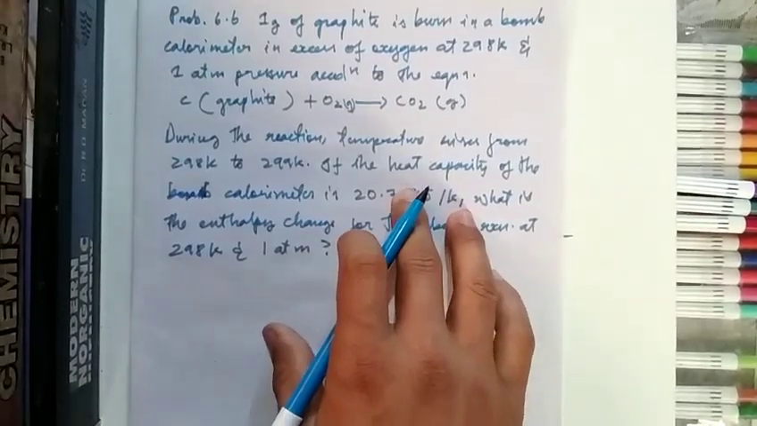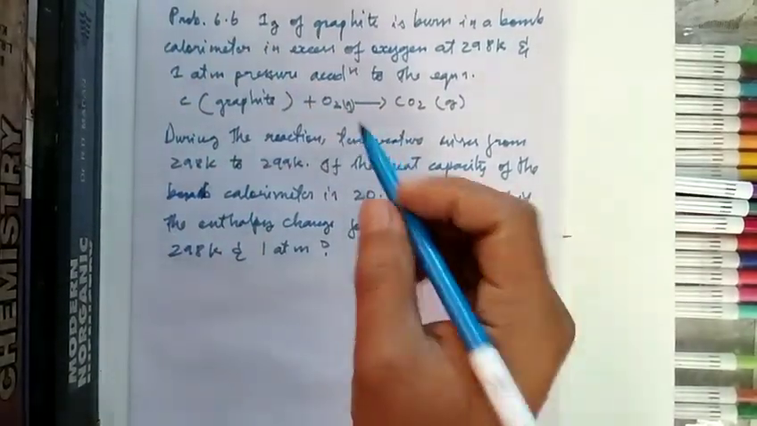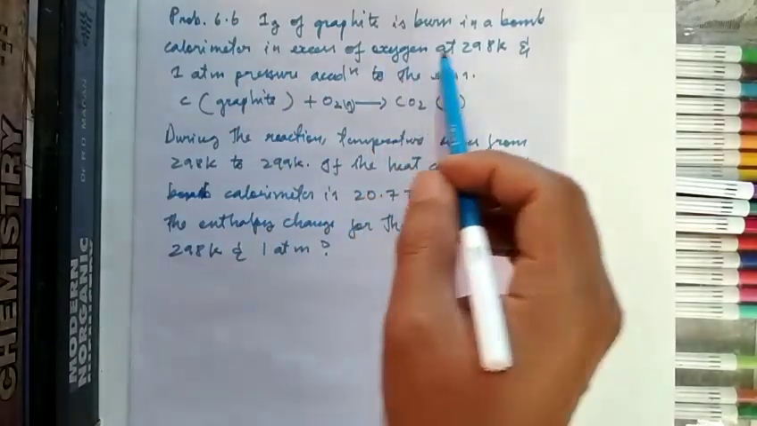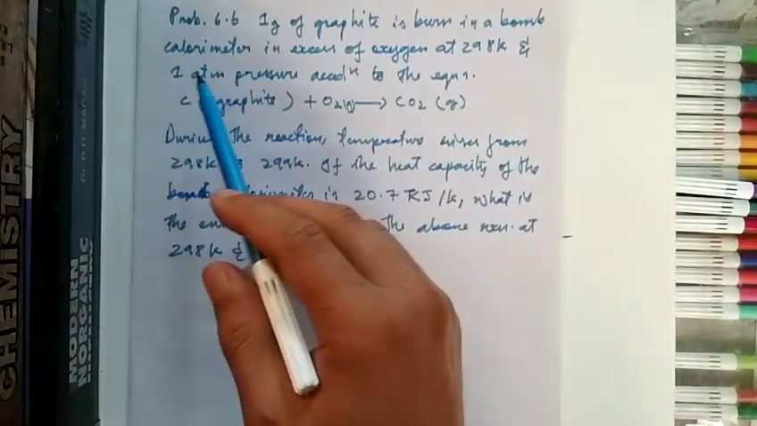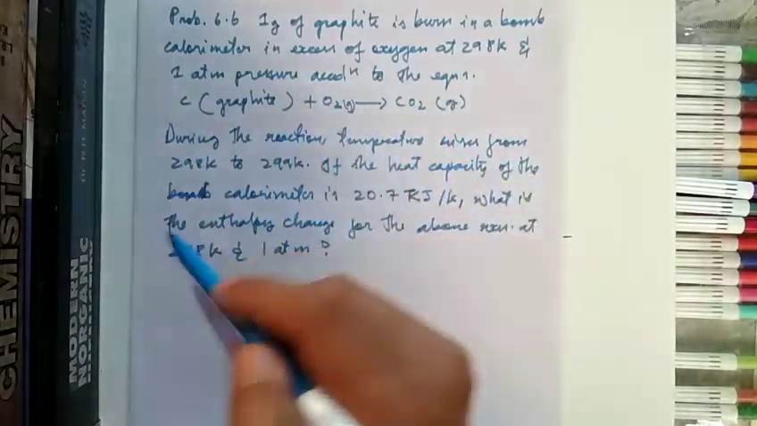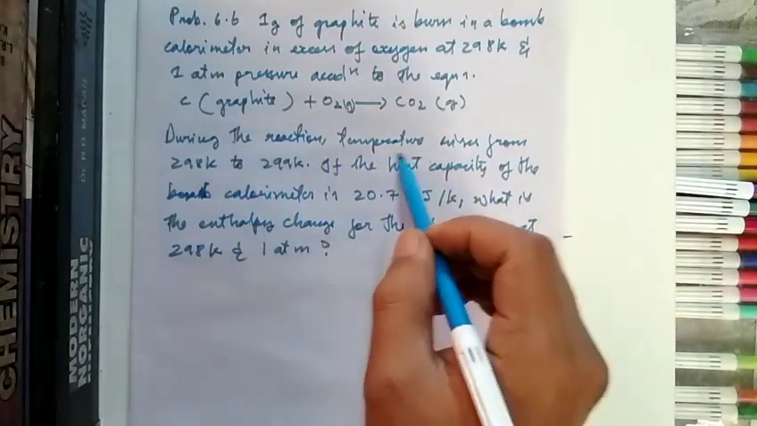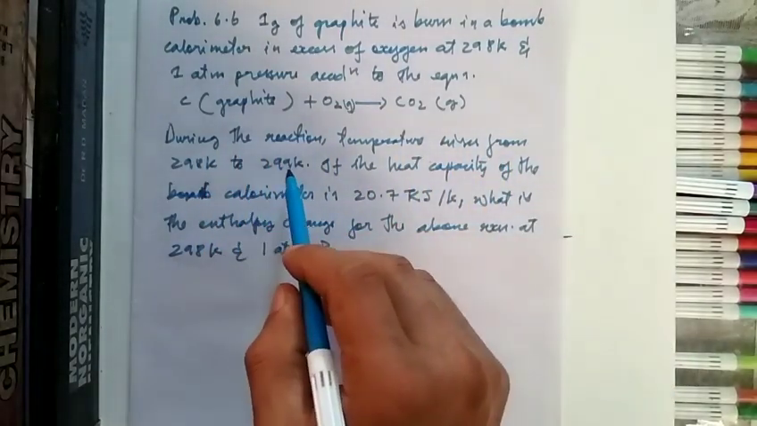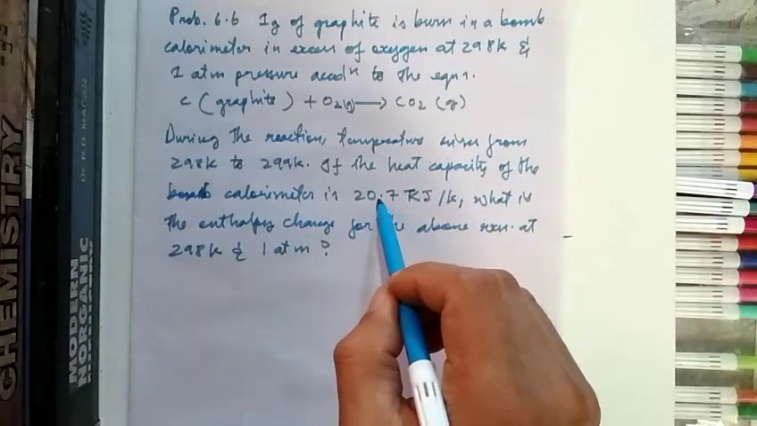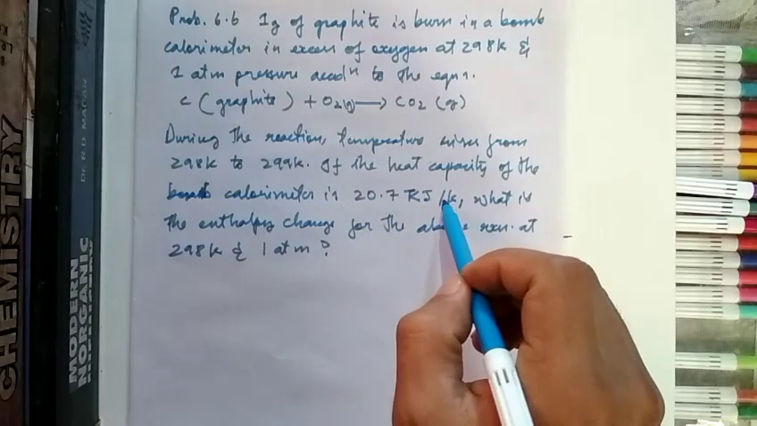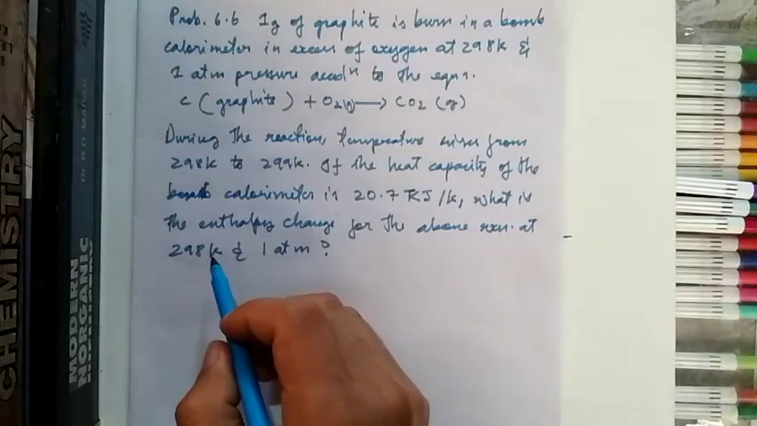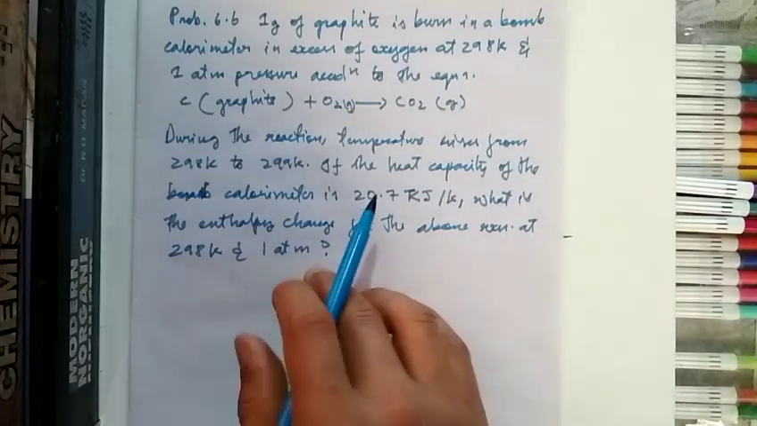Next, let's solve problem 6.6 from your textbook. 1 gram of graphite is burned in a bomb calorimeter in excess of oxygen at 298 Kelvin and 1 atmospheric pressure according to the equation C plus O2 gives CO2. During the reaction, temperature rises from 298 Kelvin to 299 Kelvin. If the heat capacity of the bomb calorimeter is 20.7 kJ per Kelvin, what is the enthalpy change for the above reaction at 298 Kelvin and 1 atmospheric pressure?